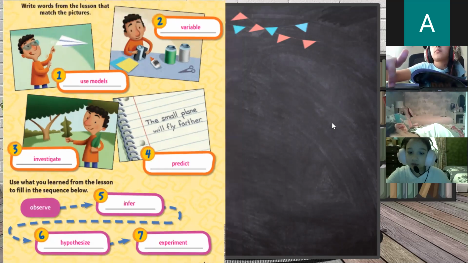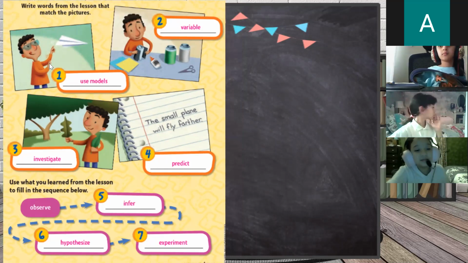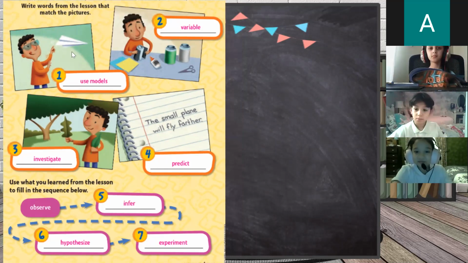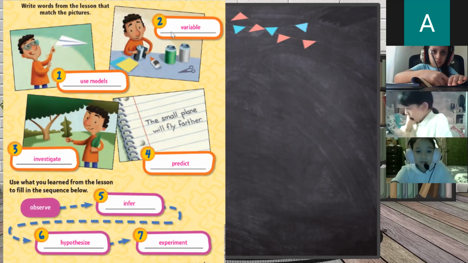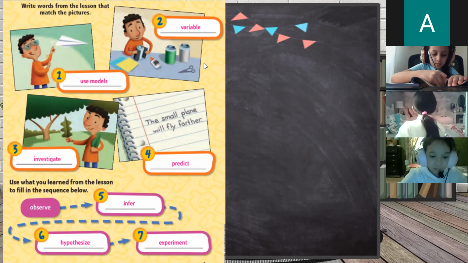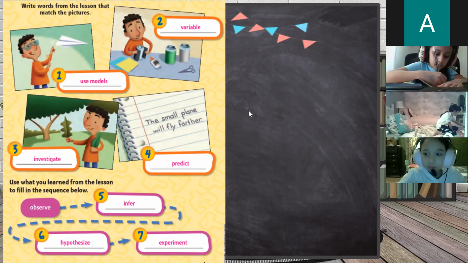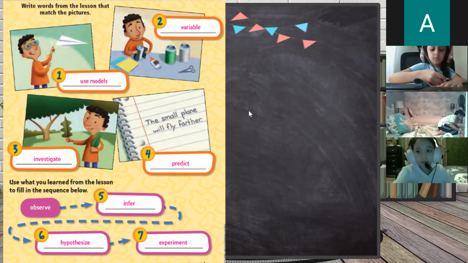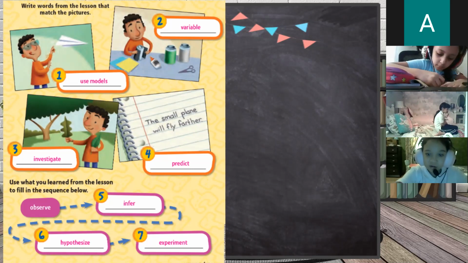Okay, let's see the answers. First of all, number one is using a model. Please write with me. Number one, he made a model. Let me explain, Fatima, and I will give you time to write. If you don't have time to write, don't worry. I am going to send all the answers by email by the end of this day. Okay, girls? Now, number two, he's making his model, but can you see the cans?